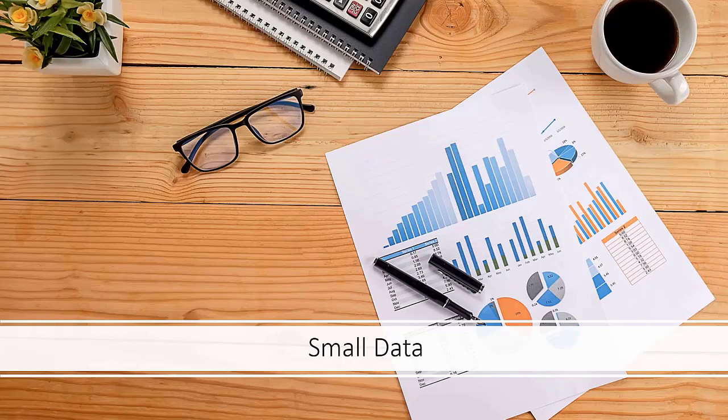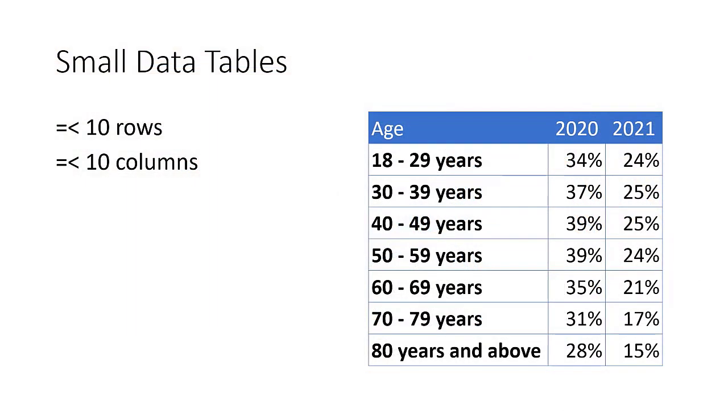Next up, let's talk about small data. I'm defining small data tables as having equal to or less than 10 rows and equal to or less than 10 columns. Basically, what I'm talking about here is a data table that you can either look at or experience with a screen reader and hold that information within your memory.